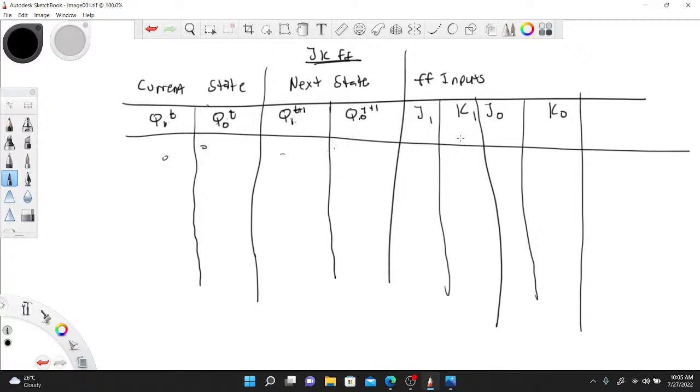Then we'll put our next state over here, and we use the excitation table to determine what it should be. How we do that is we look at the current state and we look at the next state. Then we ask, what are the J and K inputs that will give us Q1 and Q0 of our next state, understand? That's what we do. Excellent. So that's how we find it.